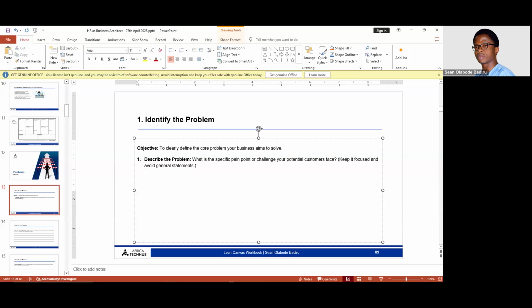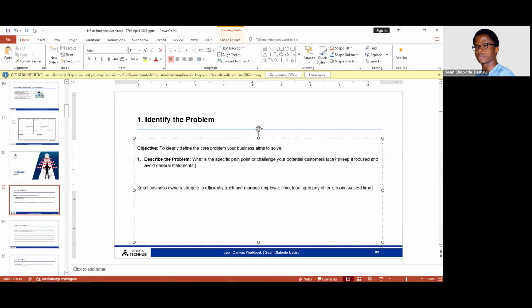So what did I say now? Small business owners struggling to efficiently track and manage employee time, and this leads to payroll errors and wasted time. Okay, so this sounds like a problem.